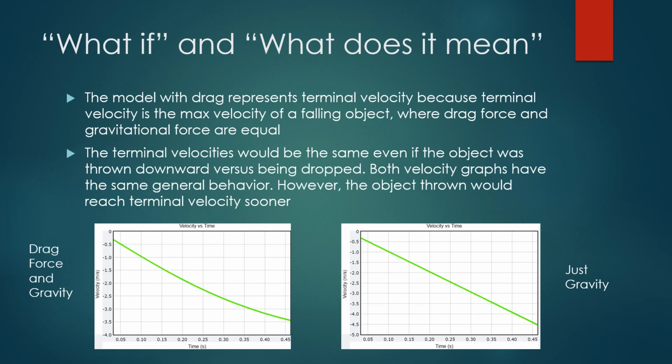The model with drag represents terminal velocity because the net force has to be 0 at terminal velocity. Terminal velocity is the maximum velocity of a falling object, in which the net force is 0 from gravity and drag canceling out. The terminal velocities would be the same no matter if the object was thrown versus dropped. However, the thrown object would reach terminal velocity sooner.